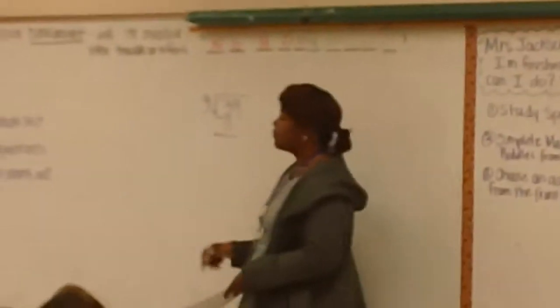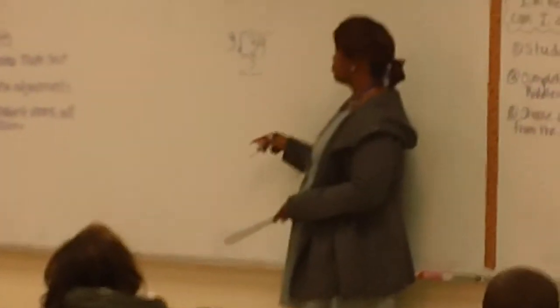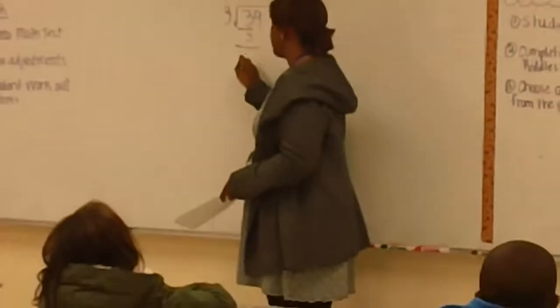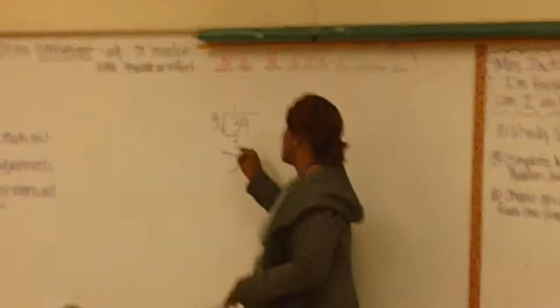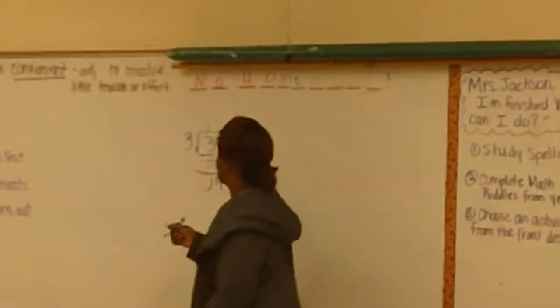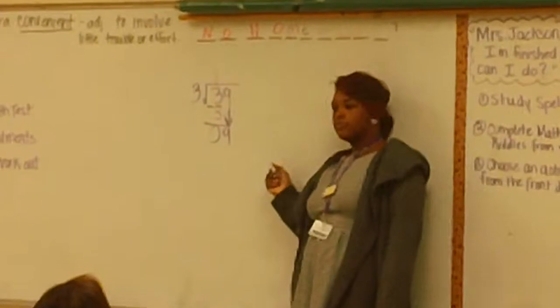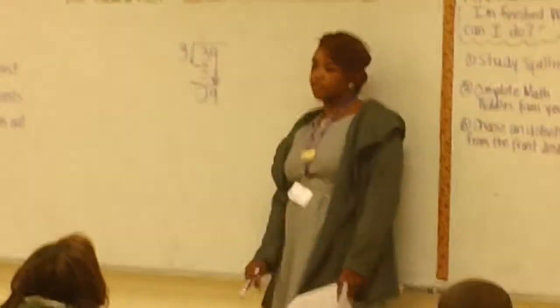I multiply 1 times 3. And 1 times 3 is 3. Now I'm going to do what? Robert. Bring the 9 down. Okay, so I subtract. And then I bring my 9 down. And here's 3. Now, this is where you all get lost. What do I have to do now, Donovan? I brought my 9 down. What do I need to do?